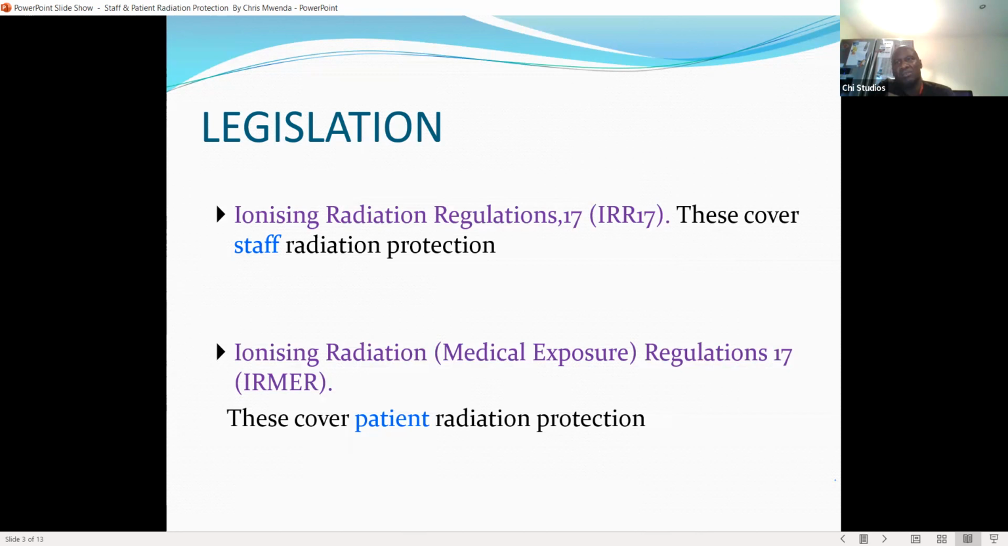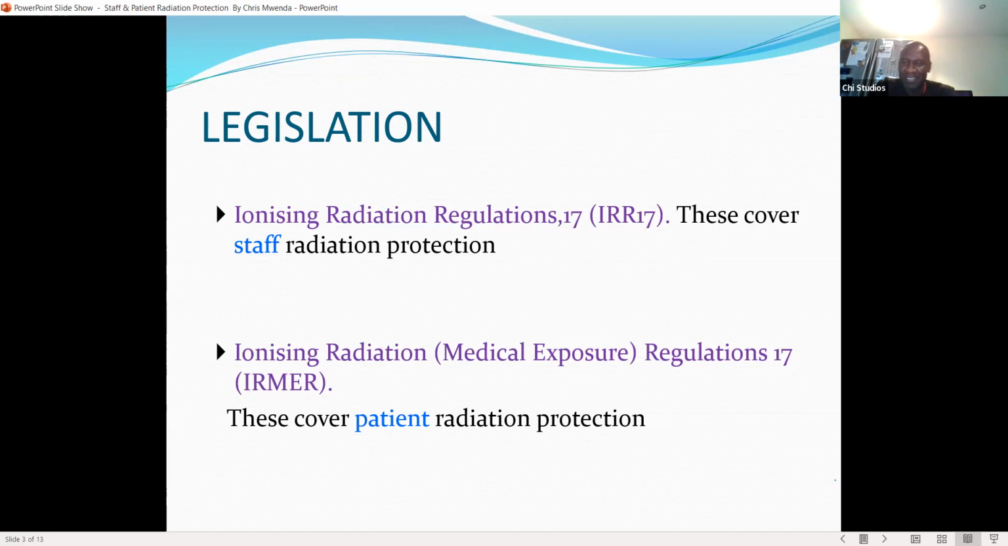So these are the two most important regulations we deal with in the Cath Lab in radiation protection. As radiation protection supervisors, we always have a copy to refer to and guide us on what we do. We also have the radiation protection advisors. These are medical physicists. If we have any issues, these are the people we consult, and we pay them to advise us. They are our advisors.